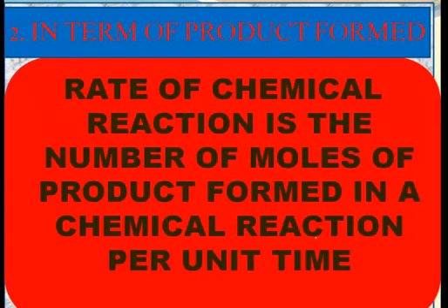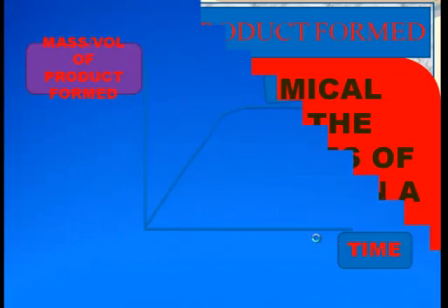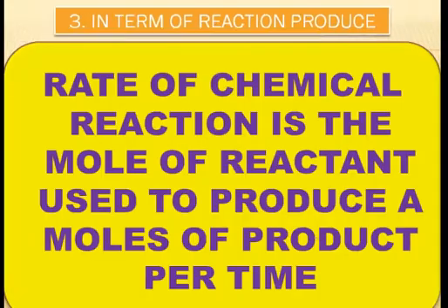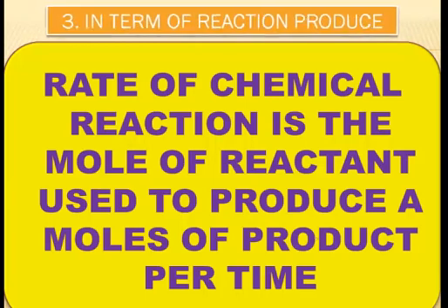So we can also define rate of chemical reaction in terms of the product that is formed. We will say that rate of chemical reaction is the number of moles of products formed in the chemical reaction per unit time. The amount of the product that is formed per unit time. We can also express that in a graph, and that graph will give us the two types of graph that we have said the other time.